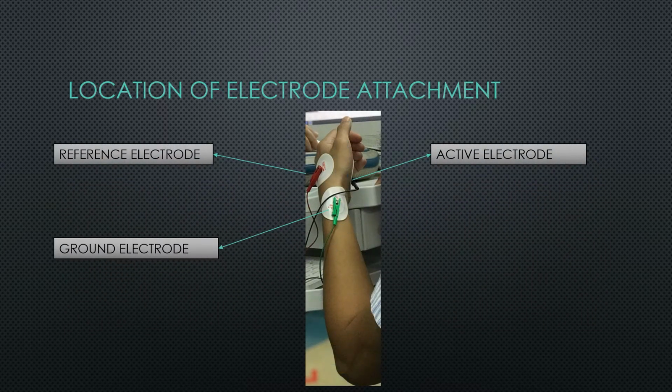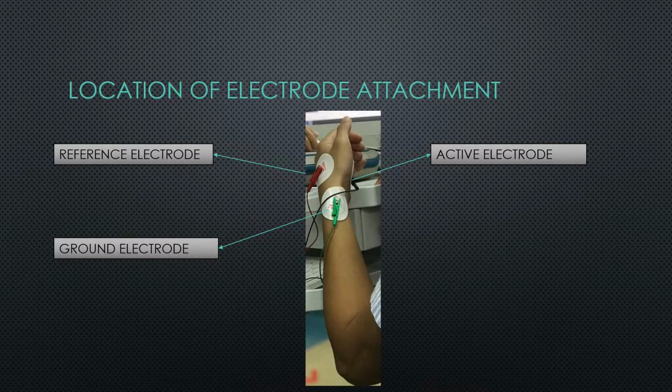Electrode attachment on the subject. The electrodes in SSR can be placed on sympathetically innervated skin such as the hand or foot. The figure above shows the placement of electrodes on the subject's hand. The following describes the procedure of electrode placement on the hand.